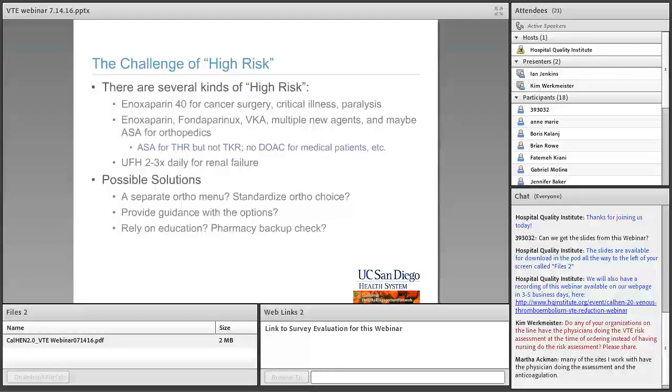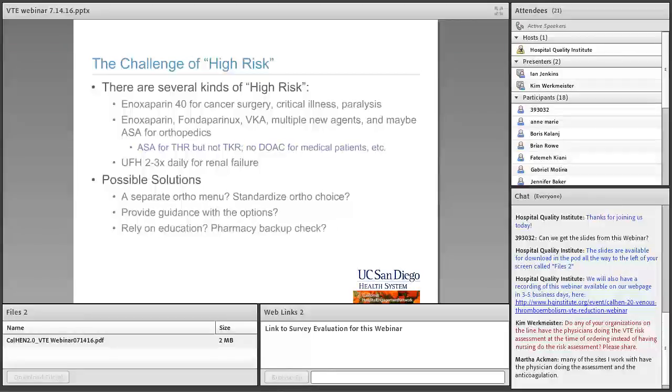If they want to have an oral anticoagulant at discharge, then you could pick one of the new ones. That will make things simpler, and you could append some guidance with that option. So if there's a rivaroxaban option, for example, it could say only used for orthopedics patients, something like that. Your other options for dealing with the complexity of high-risk patients could be more education, which is a little bit tricky, or a pharmacy backup check where someone would go over the protocol a little bit more thoughtfully.